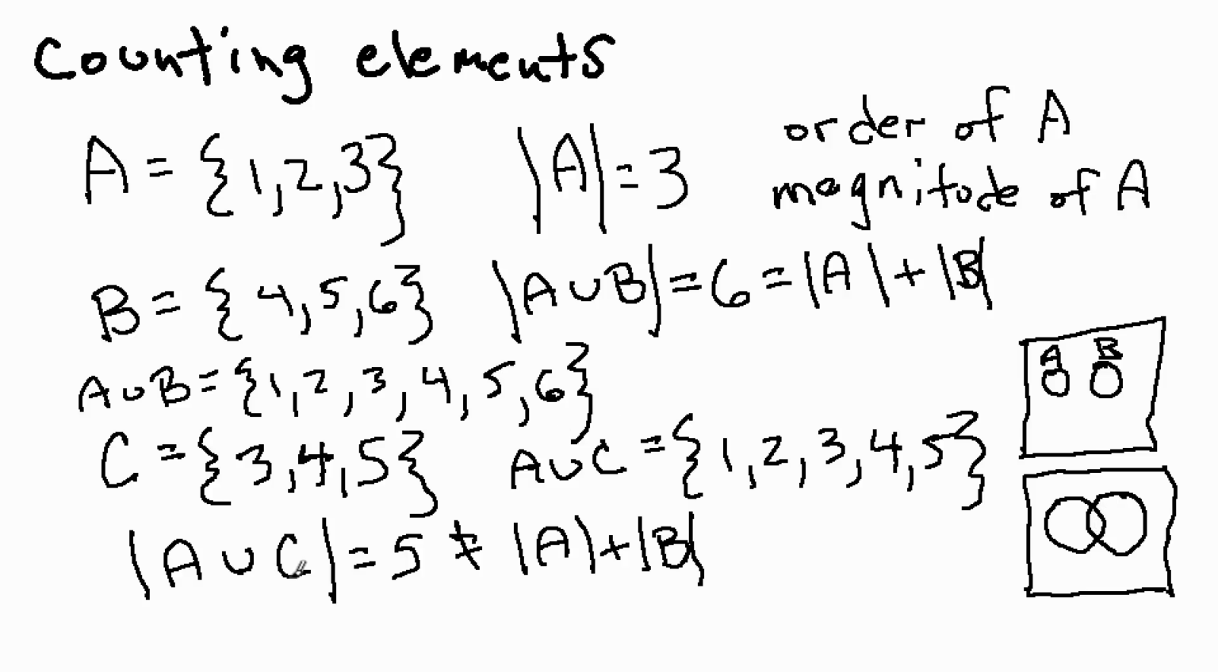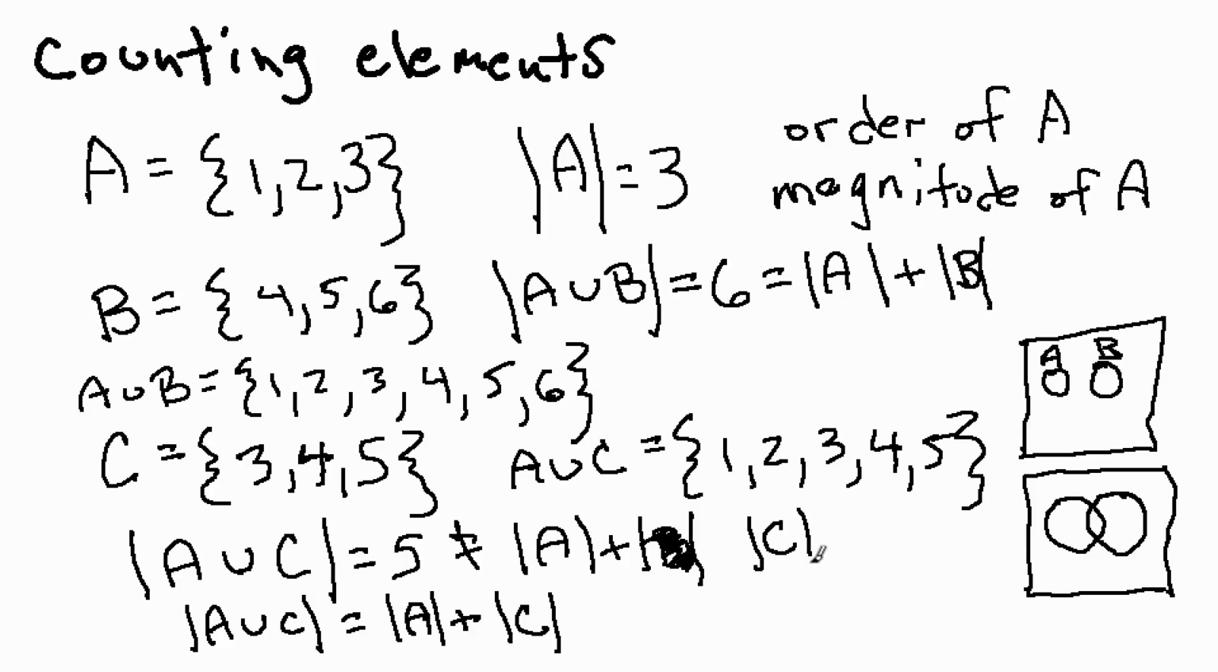So in fact, what I need to do over here is I need to say that the order of A union C is equal to the order of A plus the order of C. And I just realized this is a mistake over here. This should be the order of C. And then what I need to do, because I've added the intersection twice, I need to subtract it out once. And I need to say minus the order of A intersection C.